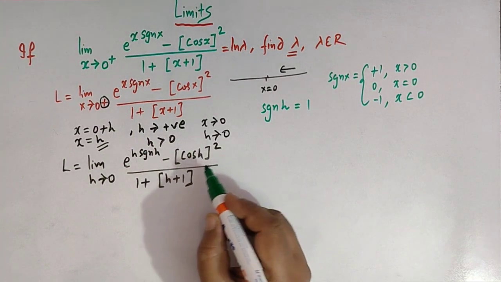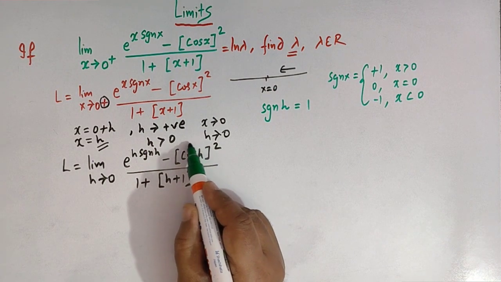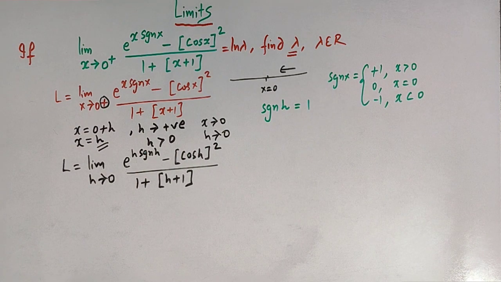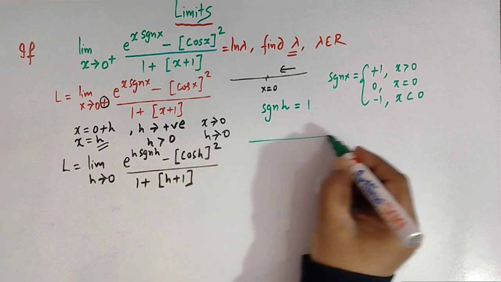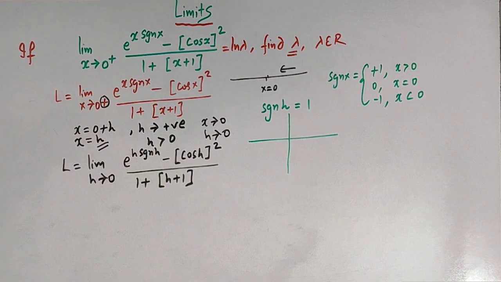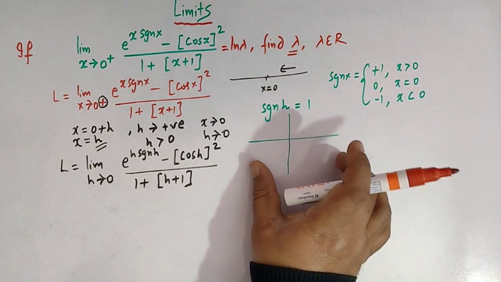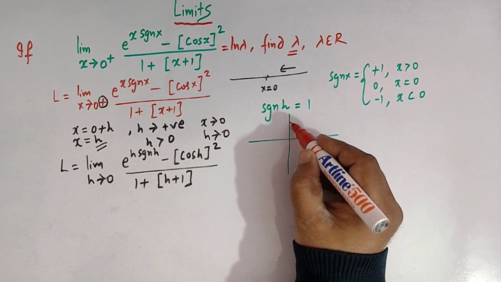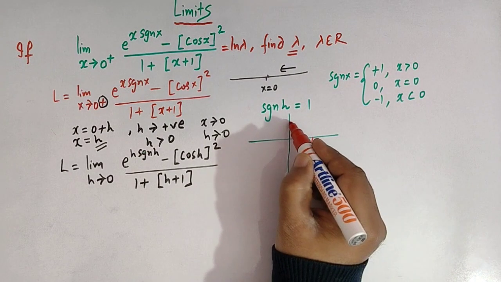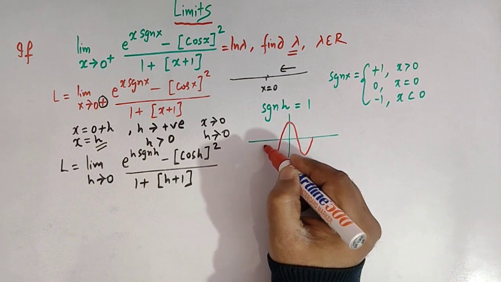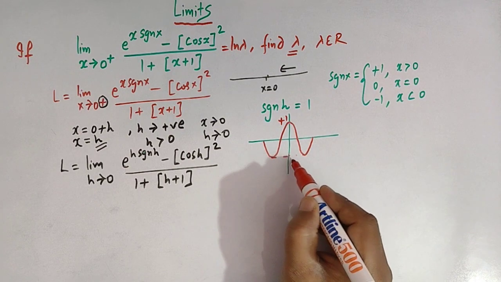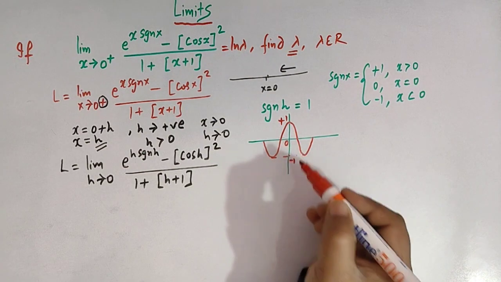Okay, so now let us decide the value of greatest integer of cos h when h tends to 0, right? So here we'll make use of the graph of cos function, right? Now let us take a rough sketch of cosine function here. See, the cosine function goes like this, right? So here we have the cosine function, and here we have positive 1, and here we have negative 1, right? And here we have 0, right?